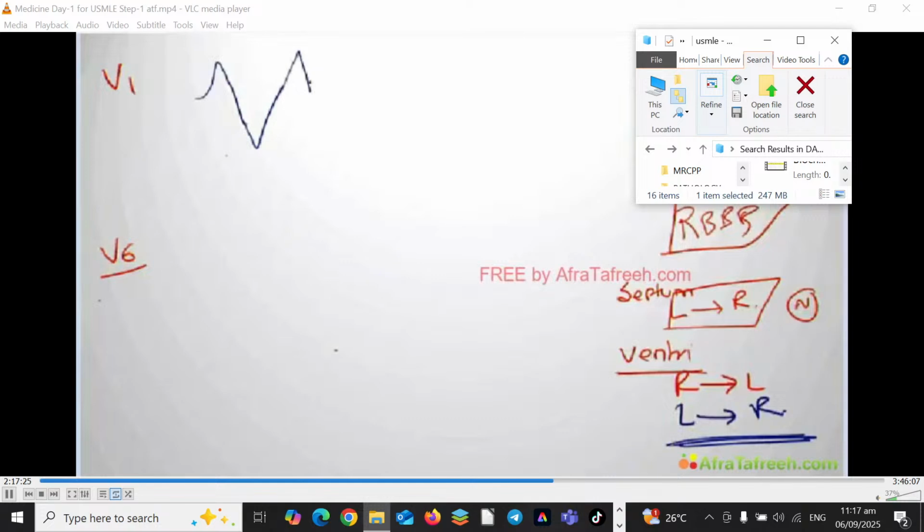Whatever is a positive deflection in a QRS complex can only be called an R wave. We cannot call it anything else. So we call the first one R, this is the S, and this becomes called the R dash. R dash means looking like an R wave. Is it clear now?